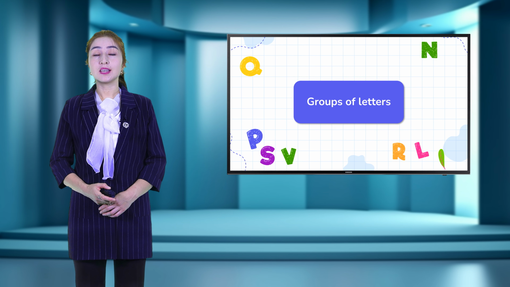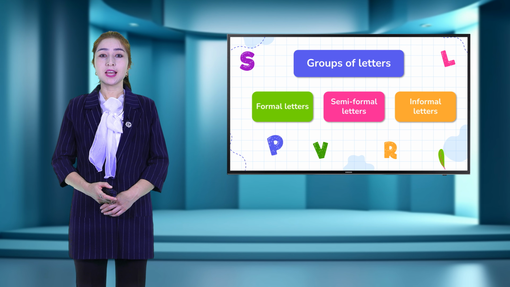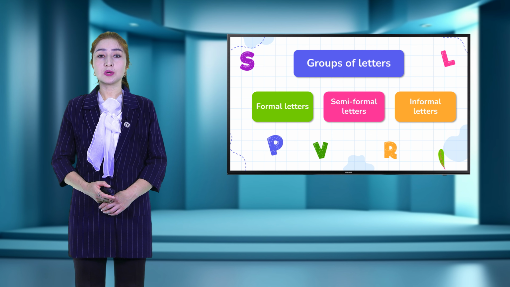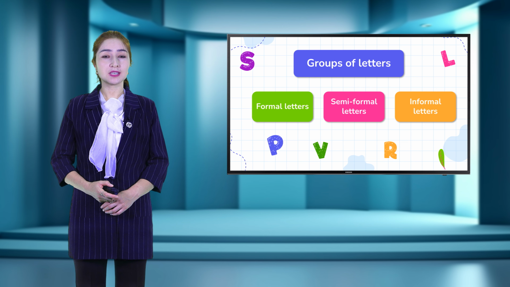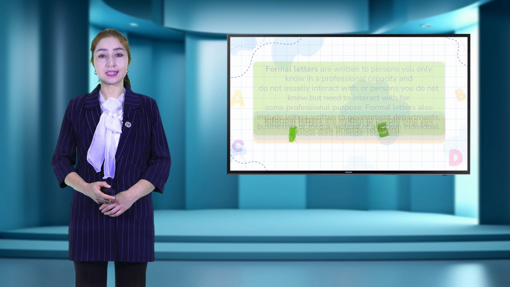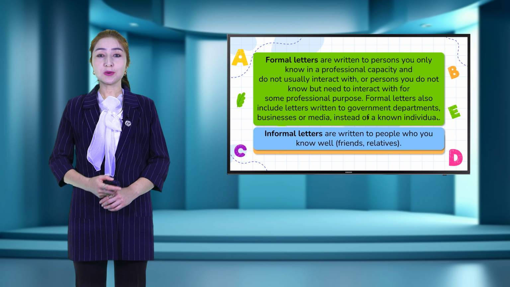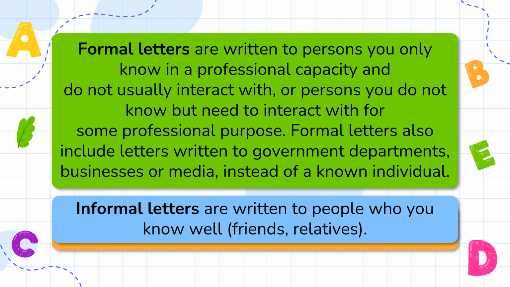Letters can be informal, semi-formal and formal. So here, before talking more clearly about the formal letter, let me give you some information about each type of letter. The first one is informal letters. Informal letters are written to people you know well, such as your friends or your relatives.